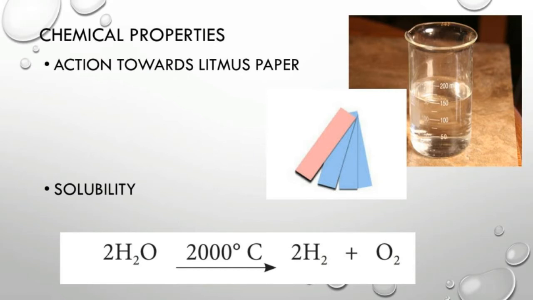However, if it is heated to 2000 degrees Celsius, 0.02% of water decomposes to form hydrogen and oxygen gas. So, water at the temperature 2000 degrees Celsius decomposes into hydrogen and oxygen gases.